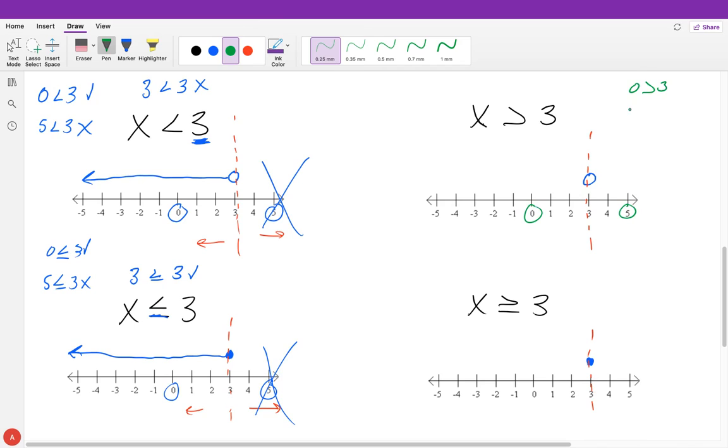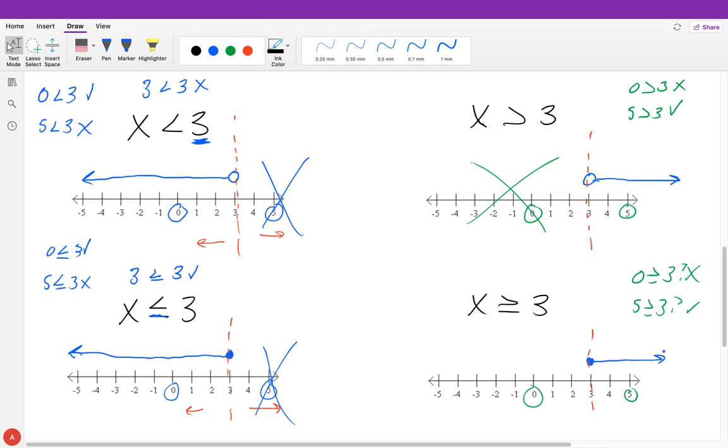Is 0 greater than 3, or is 5 greater than 3? Well, 0 is not, so I know that this region is not going to be a solution. And 5 is greater than 3, so I'm going to draw my graph going in the direction of 5, which is to the right. All right, and then once again, I'm going to plug in the points 0 and 5 into this one. Is 0 greater than or equal to 3, or is 5 greater than or equal to 3? And 5 is, and 0 is not. So that means my graph is going to go to the right, the region in which 5 was, and this is the way it's going to look.